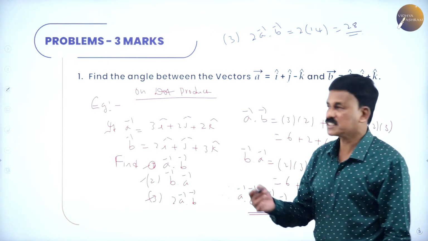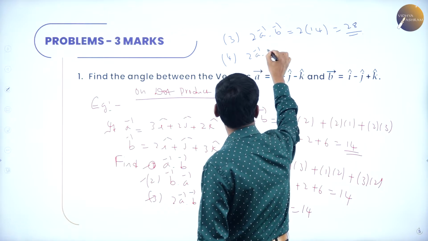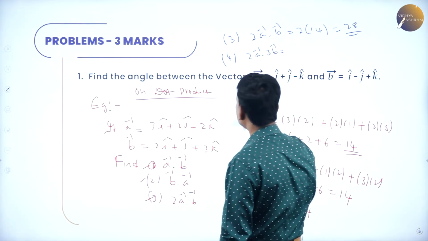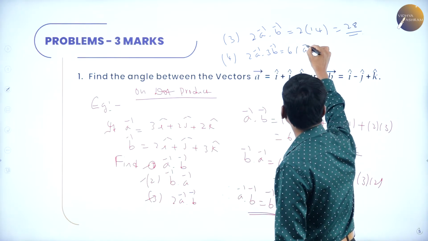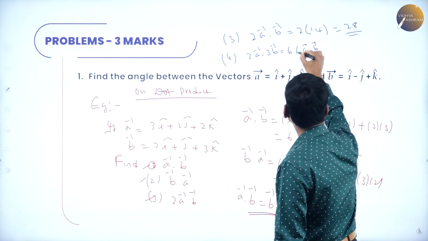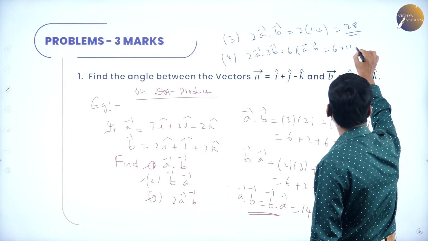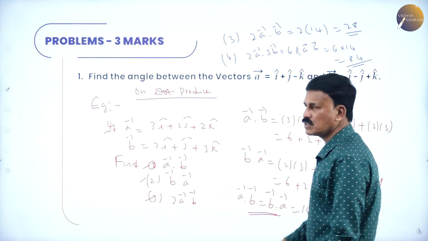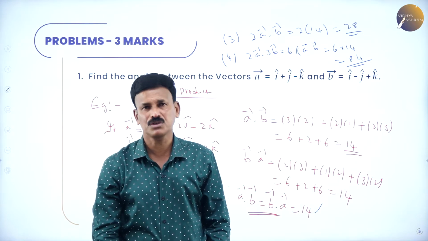Let us take one more example. Suppose you find the dot product of 2A dot 3B. Now this can be written as 2 into 3 is 6 times A dot B. This is 6 into A dot B. A dot B is equal to 14. 14 into 6 is 84. So this is equal to 84. This is how we are going to find the dot product.